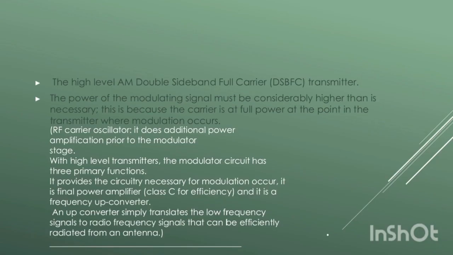The high level AM double sideband full carrier, in short DSBFC transmitter. The power of the modulating signal must be considerably higher than is necessary. This is because the carrier is at full power at the point in the transmitter where modulation occurs. The RF carrier oscillator does additional power amplification prior to the modulator stage.